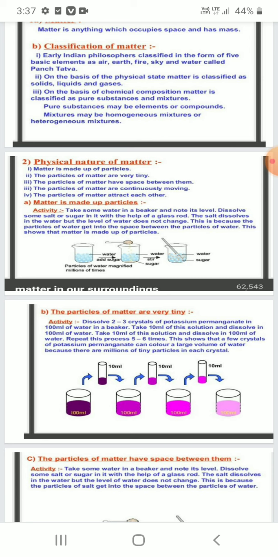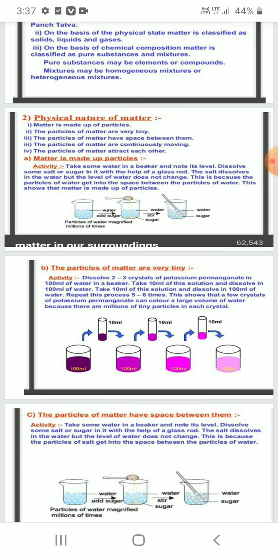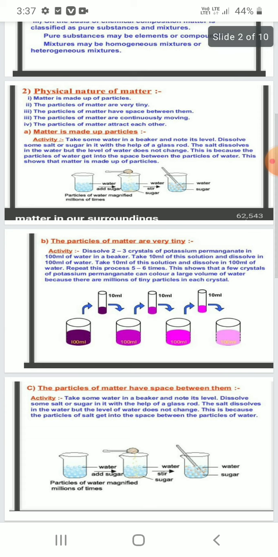The particles of matter have space between them. In the case of liquids and gases, I think you will know, there is a space between the particles. Particles of matter are continuously moving. This is kinetic energy. Especially in gases, you can see rapid movement. That is why particles of matter are continuously moving.